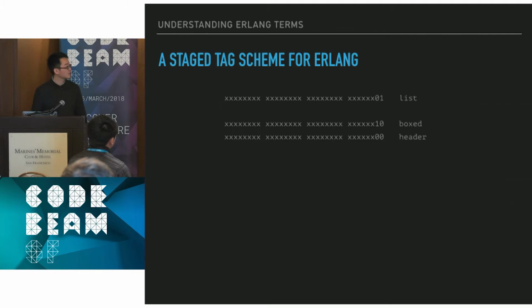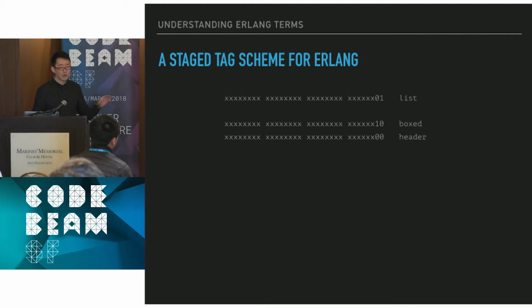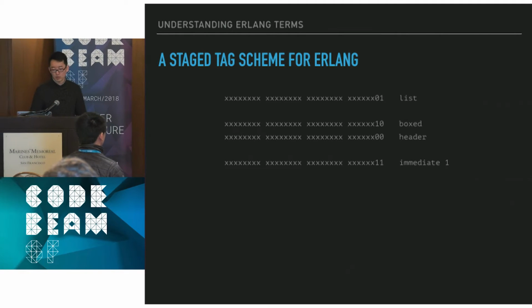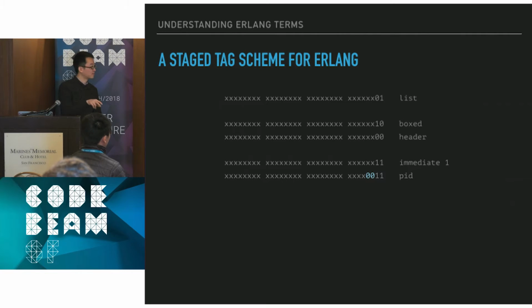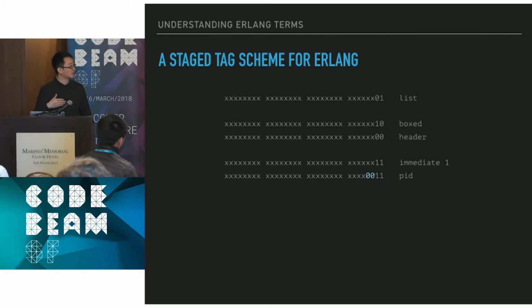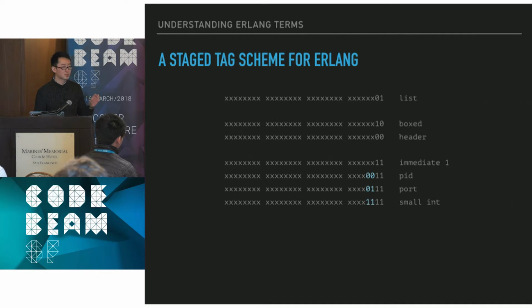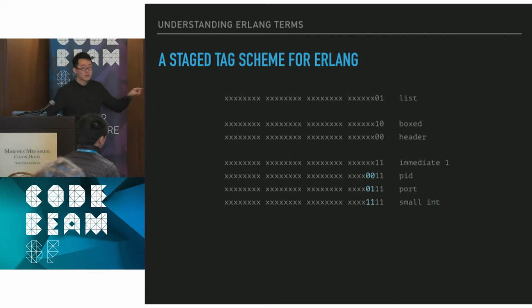We'll talk about that later. Now we have only 1, 1 left, right? So when we have the 1, 1, we'll call it an immediate type, and we'll look for another 2 bits before that. Immediate type means the term is small enough to fit into one word size. So that's why it's called immediate type. So we read 2 more bits: 0, 0 is PID, 0, 1 is port, and 1, 1 is small integer.